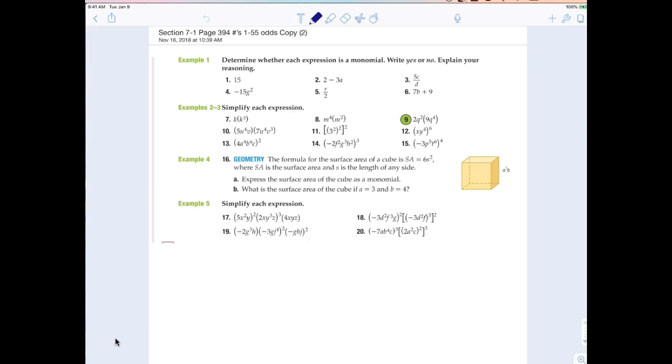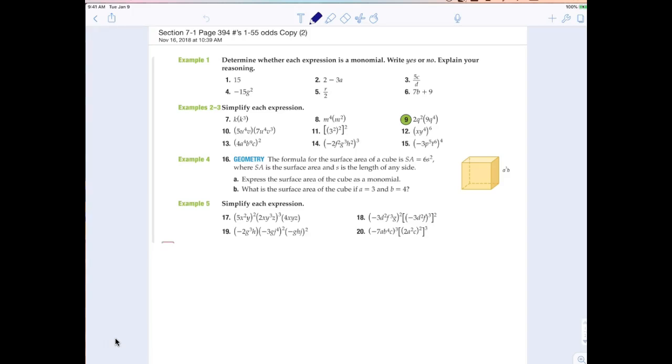Now number 3 looks like a monomial, but we have a problem. Yeah, you cannot divide by a variable. All right, the great mathematicians all got together and said, here's how we define a monomial. All right, you're not allowed to have a variable in the denominator. Are you allowed to have a number? Yes. You can have a number in the denominator, just can't have a variable.